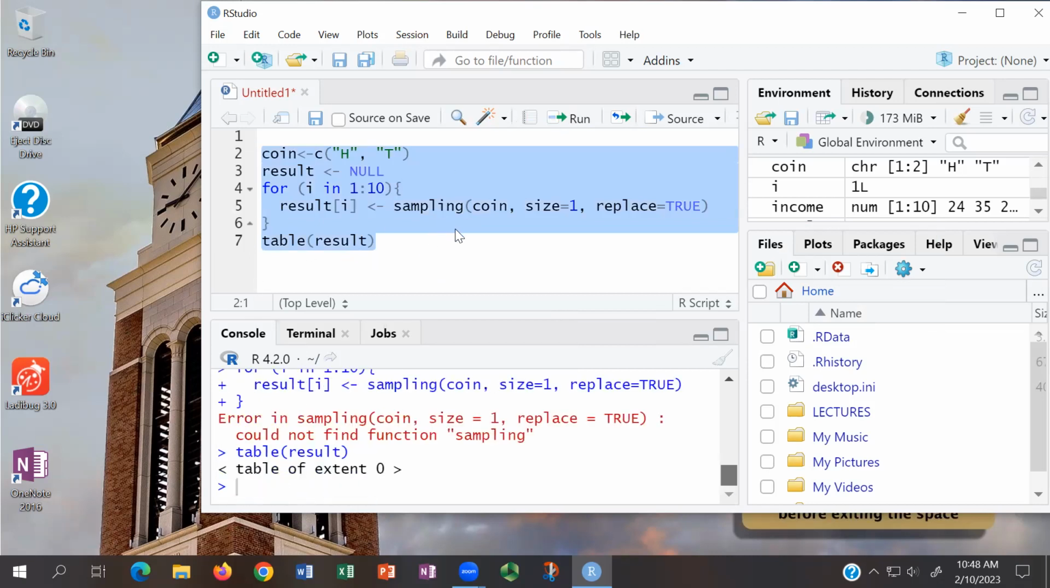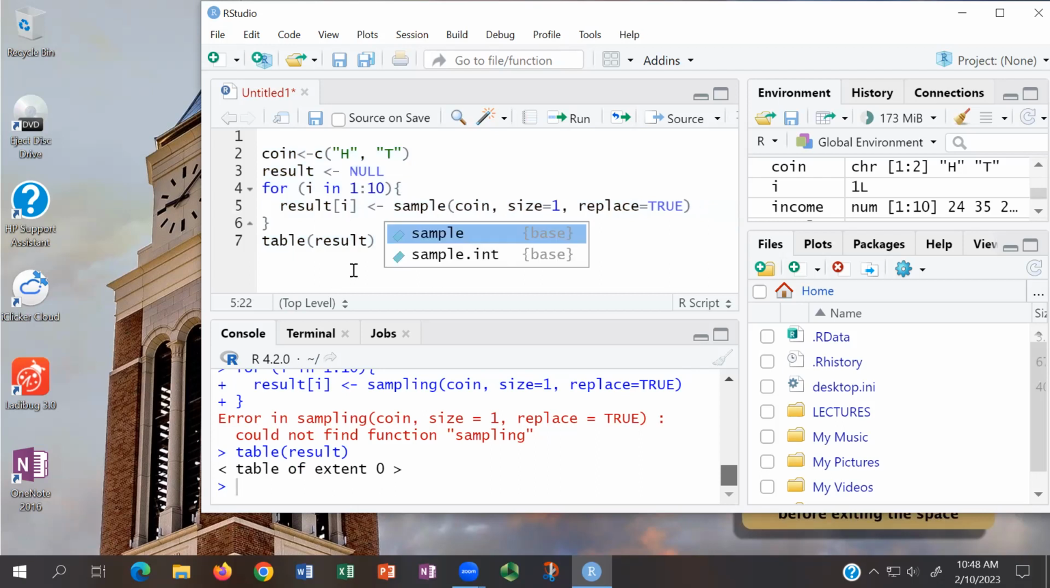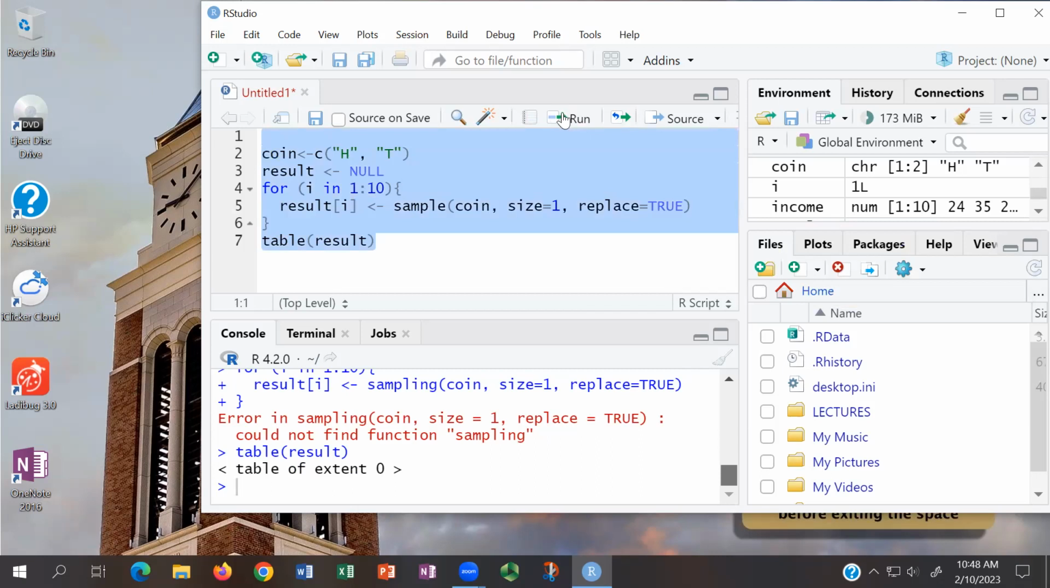Coin, size 1, replace TRUE. Something wrong. Coin, result is null. For i in 1, result. Did I do something wrong? Result, sample coin. Nothing wrong. Sample, yeah, sample, you're right. Yeah, there's a function sample.